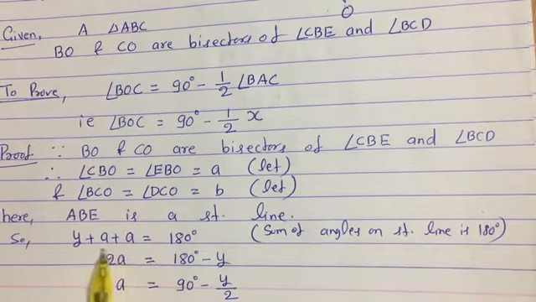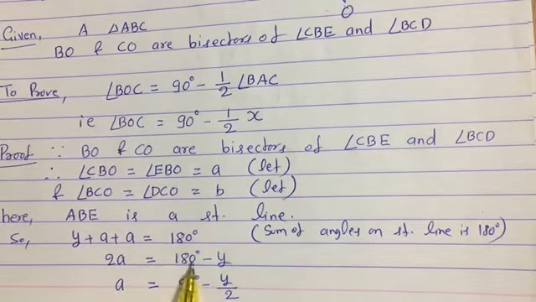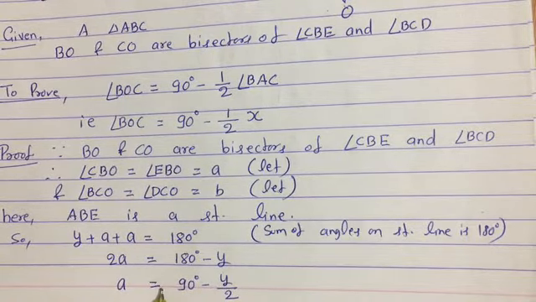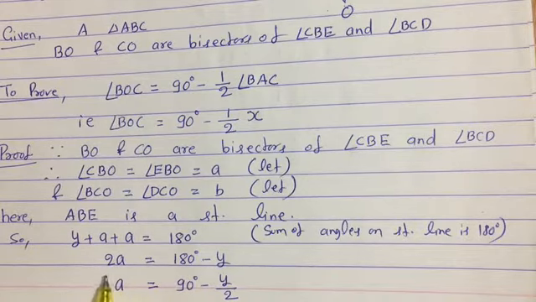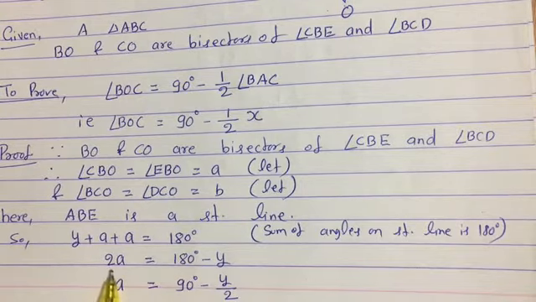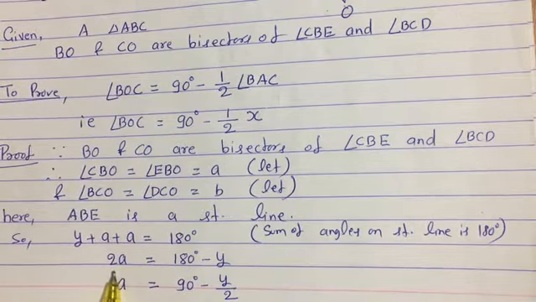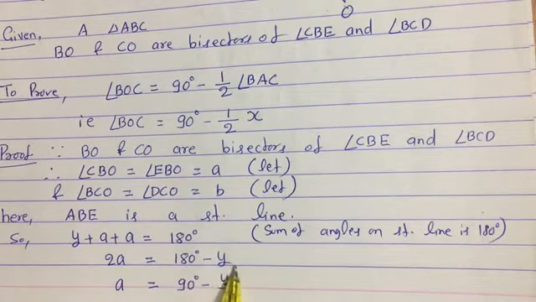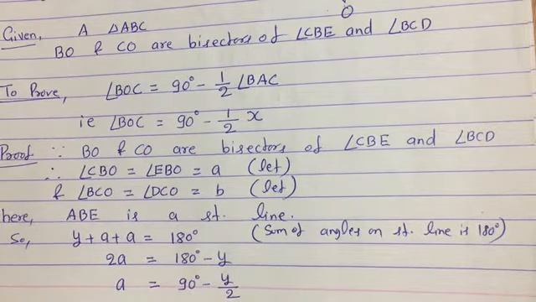So this is a plus a, 2a is equal to 180, and when we transfer the y to this side, this is minus y. Now a is equal to, means we are going to divide by 2 on both sides. When we divide 2a by 2, 2 and 2 cancel out, it will become a only, is equal to 180 divided by 2 is 90, and y divided by 2 is y by 2. Okay, so this is the value of a.